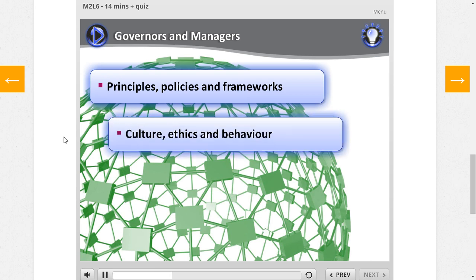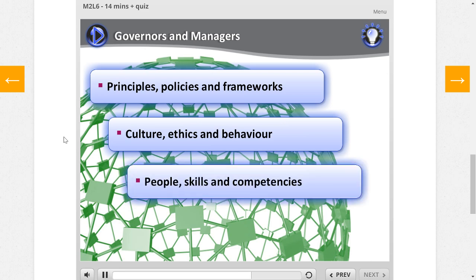Good governance is very dependent on the behavior of the executives and other staff within the enterprise. To take a simple example, policies are simply pieces of paper unless everyone in the organization takes account of them. Managers must enforce them, and staff must adhere to them. The culture of an enterprise is driven from the top. The governors must set an example by their behavior.